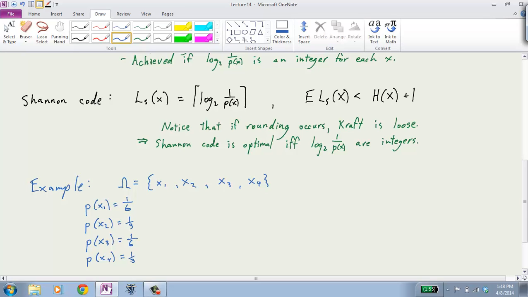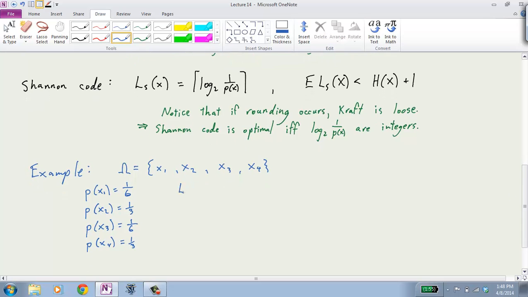Let's see what the Shannon code says to do. It says let the length of x1 equal round up of log of the inverse of 1/6, so log 6. That equals 3. So the length of the first one will be 3. Length of x2 will be 2. Length of x3 will be 3 again, and here will be 2. You can check that satisfies Kraft. We don't need to, though, because we know.